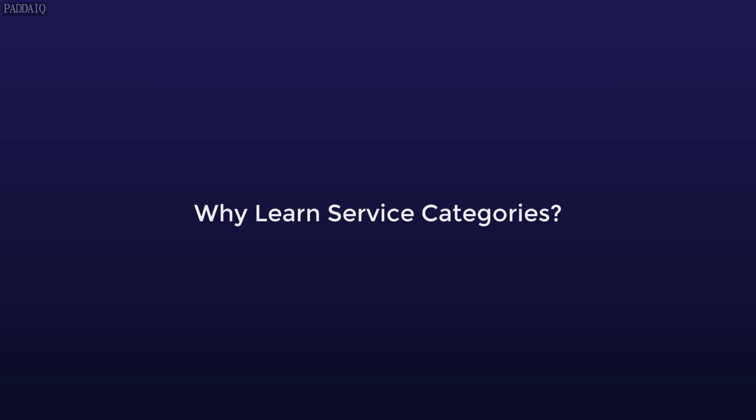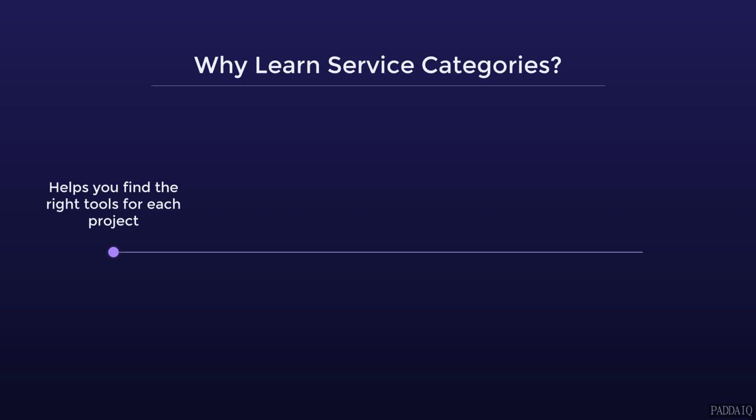Understanding service categories is essential for SAP BTP mastery. It helps you find the right tools for each project. This means quickly identifying which BTP services match your needs. For example, to add AI capabilities, you'd select the AI Business Services category. Knowing categories saves time and ensures you use the most suitable services for success.